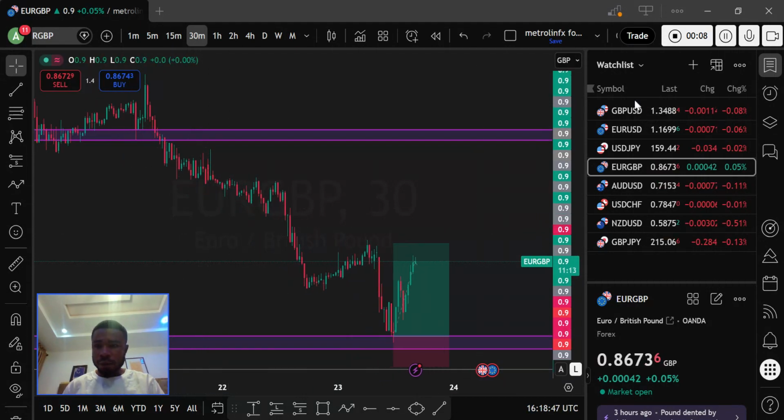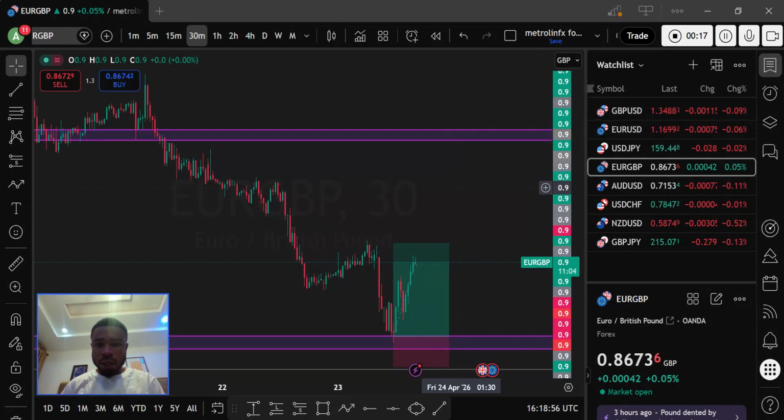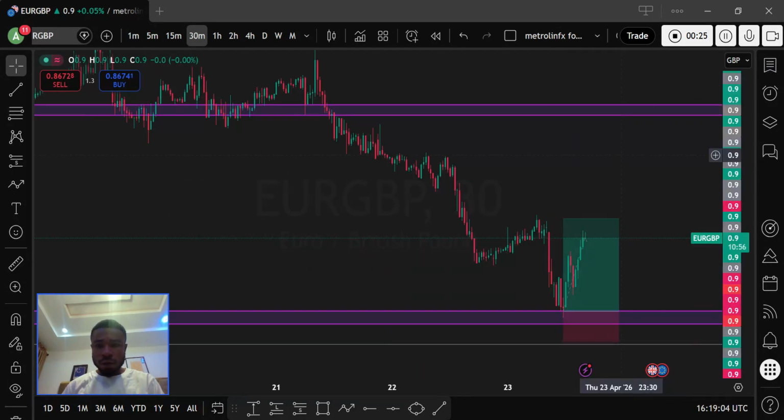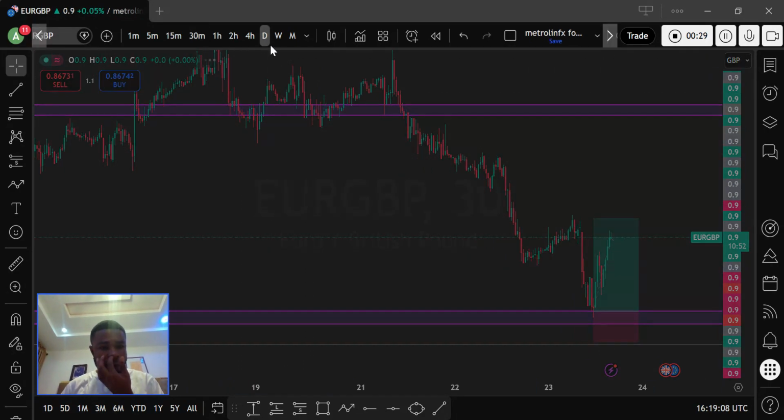It's been a while, so I just want to quickly break down this trade, my EURGBP trade, and how I got this entry. I'm currently running a buy position on EURGBP. So first of all, what I did, I went to the daily time frame.